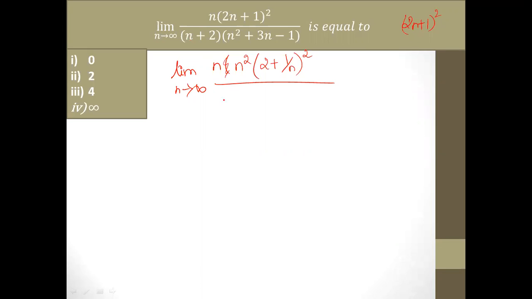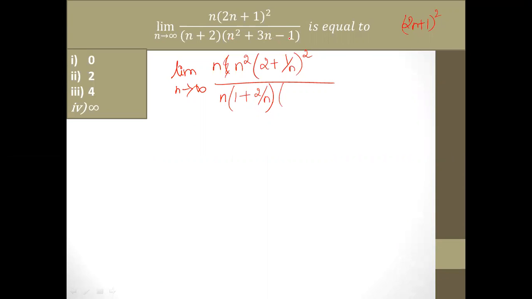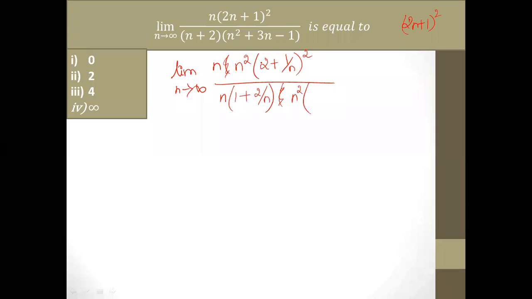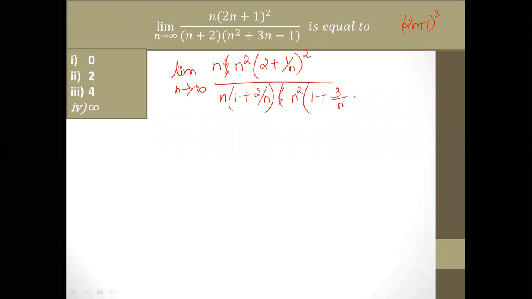So you have to take n outside. So if you are taking n outside, the answer is 1 plus 2 by n into, again if you see the second term, highest power of n is 2. So you have to take n square outside. If you take n square outside, it becomes n square by n square is 1. 1 plus 3n by n square, it becomes 3 by n minus 1 by n square.